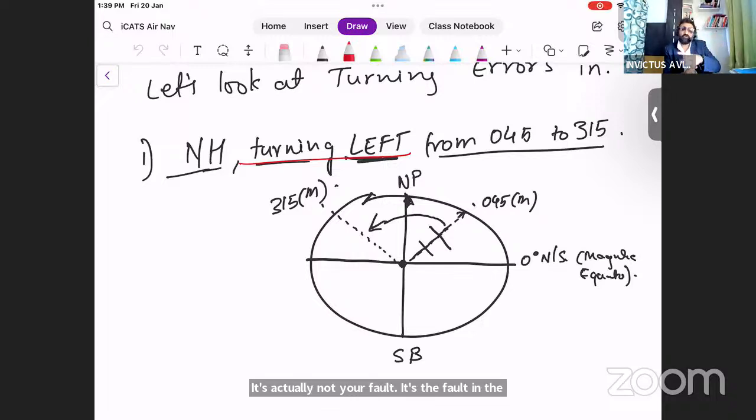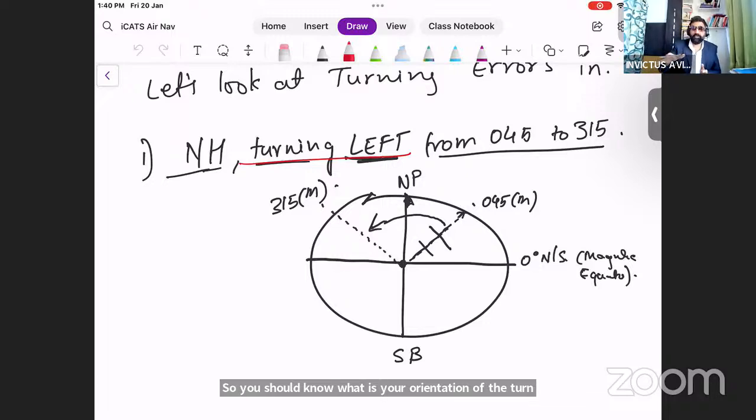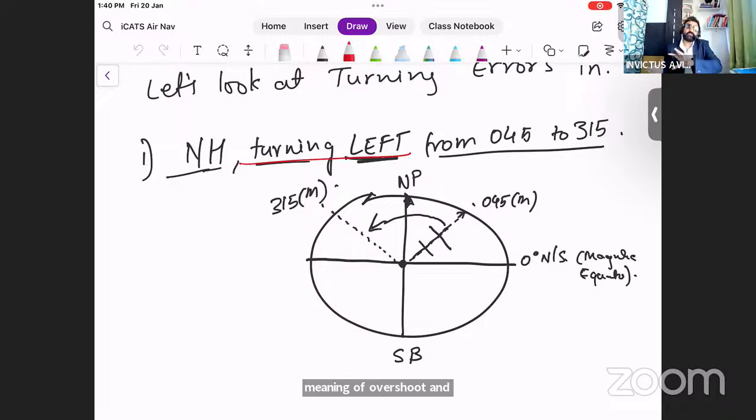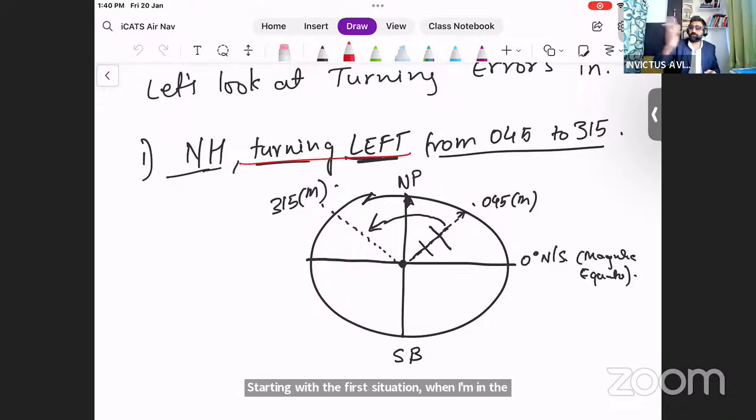So you should know your orientation of the turn and which hemisphere you are in, and then you know whether to roll out from the turn either before your desired heading reading or after your desired heading reading. That is the meaning of overshoot and undershoot. I'm going to give you these statements in a very simple way for you to understand, starting with the first situation: I'm in the Northern Hemisphere turning left from 045 to 315.